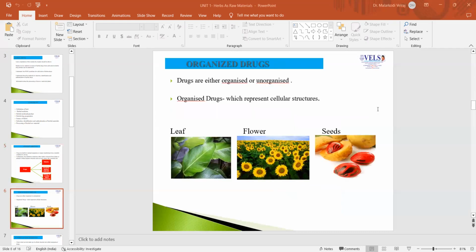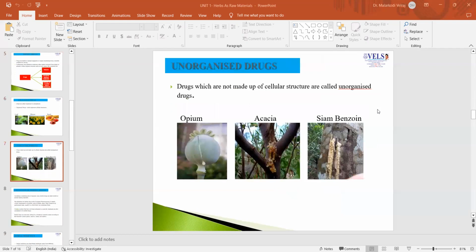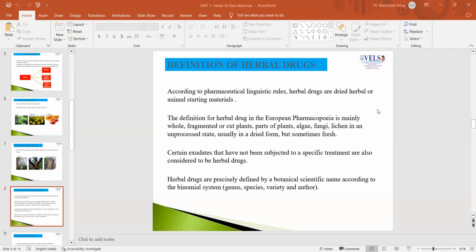Classification of drugs. There are two types of classification. One is called the organized drugs and the other group is called the unorganized drugs. Organized drugs are those which represent cellular structures like leaf, flower, and seeds. Unorganized drugs represent the drugs without cells, and latex, gums, resins are the typical examples of the unorganized drugs.